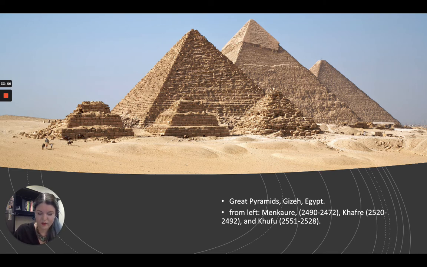So we have Menkaure, the smallest of the three. We have these three smaller ones in front, but the smallest of the three, and my slide is reversed, Menkaure is the one over there. Then we have Khafre in the middle, and then we have Khufu, in this case, further to the left. So that should say from right, the mirrored image in the way this is recording. So sorry about that. The pyramid shape, the triangle shape, is something that's really important in the culture of Egypt, particularly at this time. So we're in Giza now. These are in Giza, Egypt.